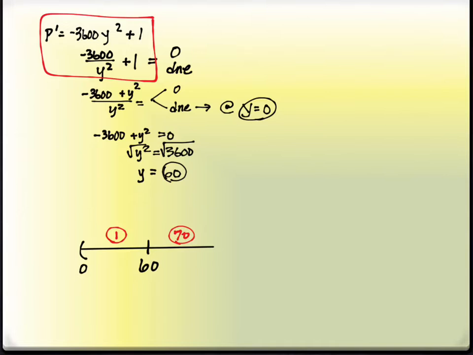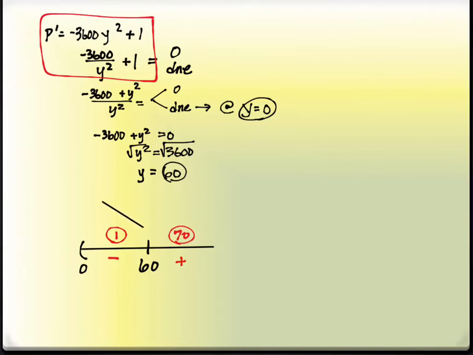So let's start with the number 1. If I put the number 1 in for y, so I've got negative 3600 over 1 squared plus 1, do I have a positive or do I have a negative? I get a negative. Yeah, this is negative. What if I put in like 70? You might want to grab your calculator. If you put in negative 3600, divide by 70 squared, add your 1. Do we get a positive or do we get a negative? You get a positive. Yes, you do.